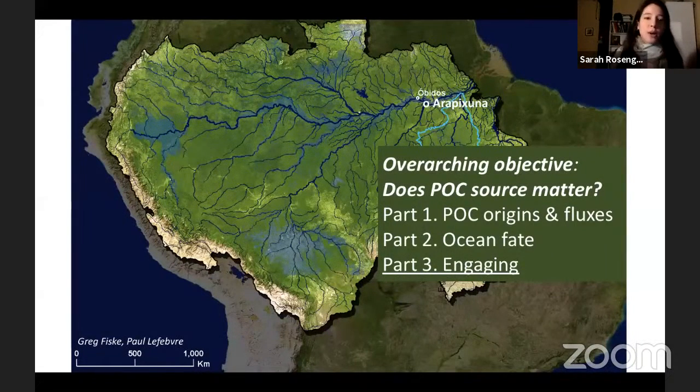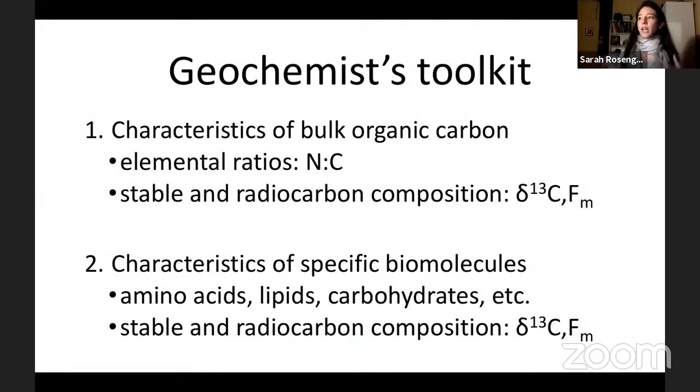Especially for parts one and two, our ability to get at that question really depends on the tools that we have as organic geochemists. I like to think that there are two extremes in the ways that we can look at the composition of organic carbon. We can look at it in bulk, and we can look at specific biomolecules, and then we can measure specific parameters for both of those things, like nitrogen to carbon ratios, and what I'll be mentioning a lot in this talk, stable and radiocarbon isotopes.